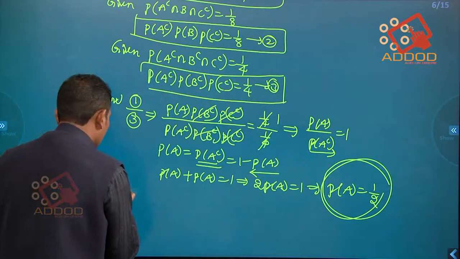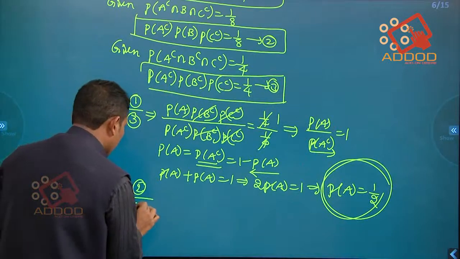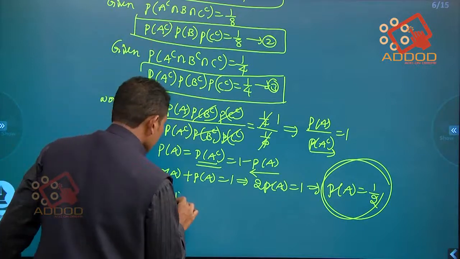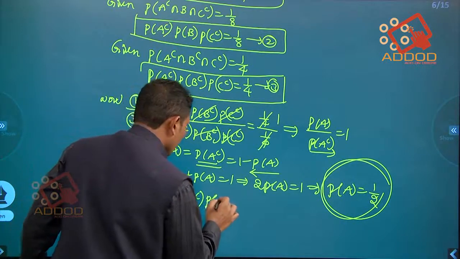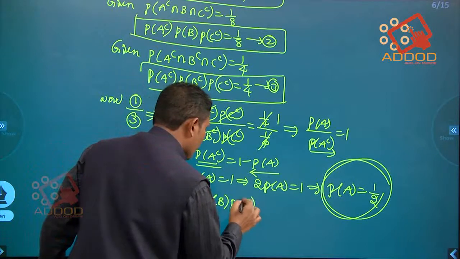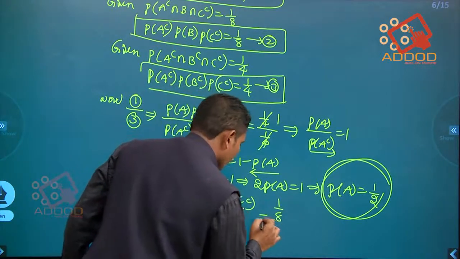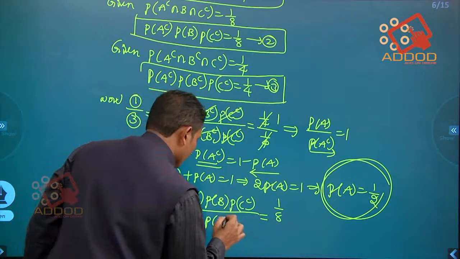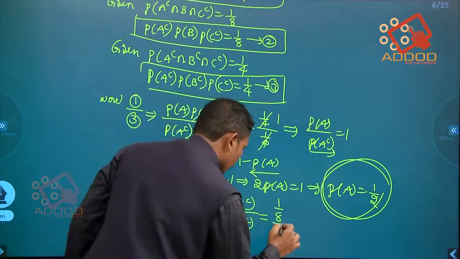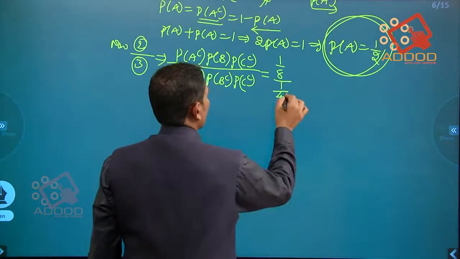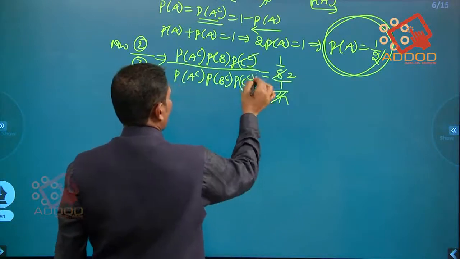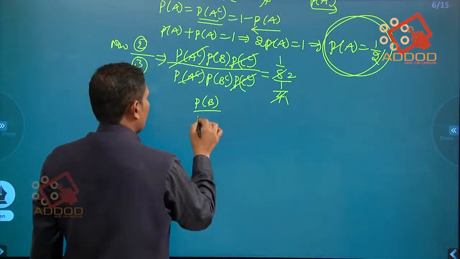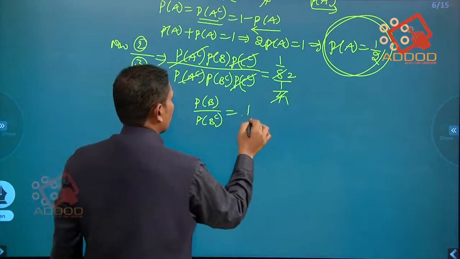In the same way, we can find equation 2 by equation 3. Equation 2 is P of A complement, P of B into P of C complement, which is equal to 1 by 8. The third equation is P of A complement, P of B complement, P of C complement, which is equal to 1 by 4. Dividing, P of B by P of B complement is equal to 1 by 2.